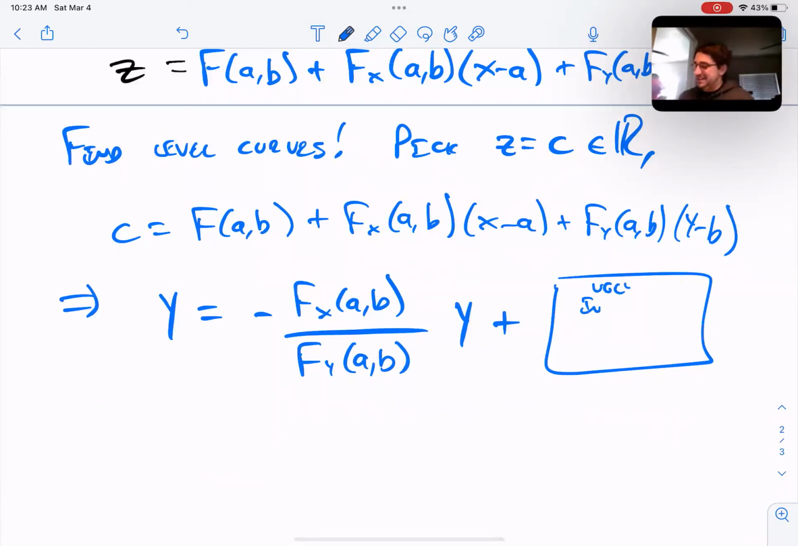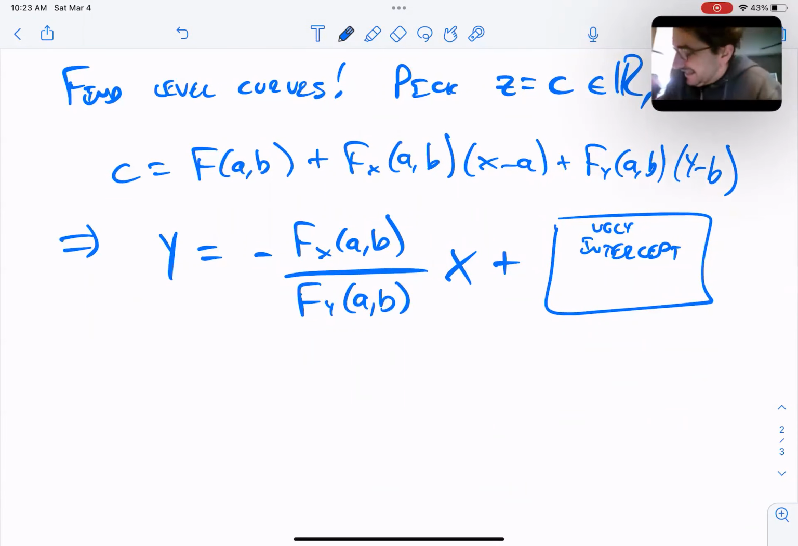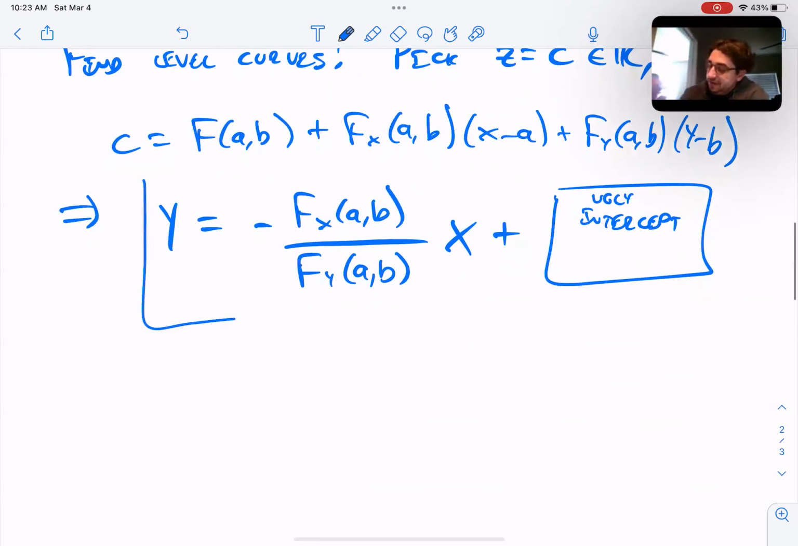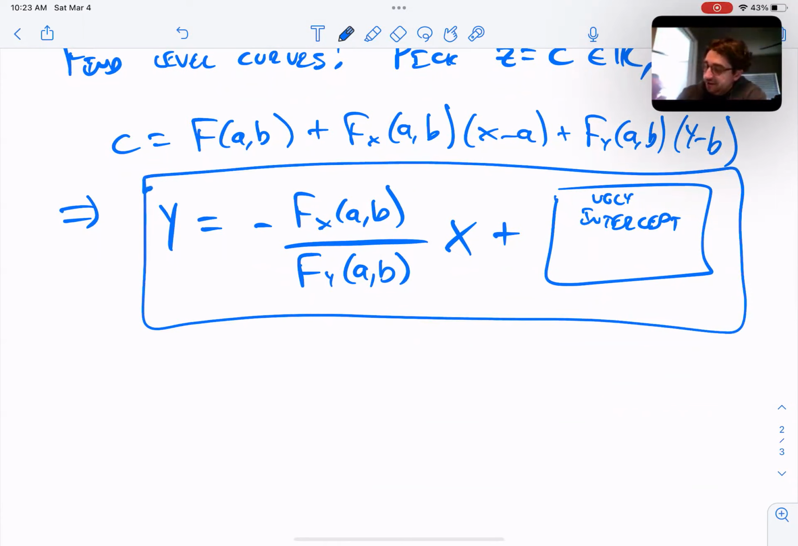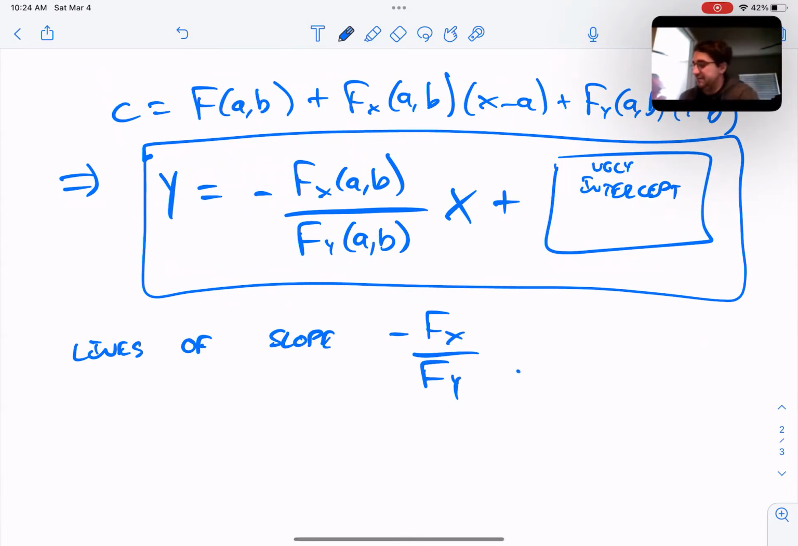So this is the intercept, right? The intercept is a big ugly formula involving all these constants. And I don't really need the intercept here, right? So I'm just going to leave it as that blue box. What I really care about is the slope, right? So that's the idea, is that the level curves of this plane, these are all lines of slope negative fx over fy, right?